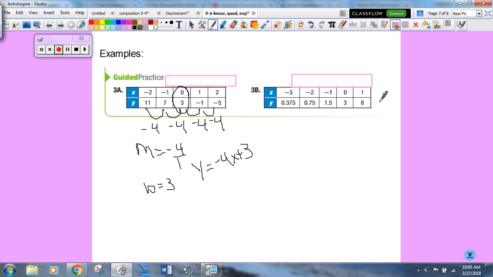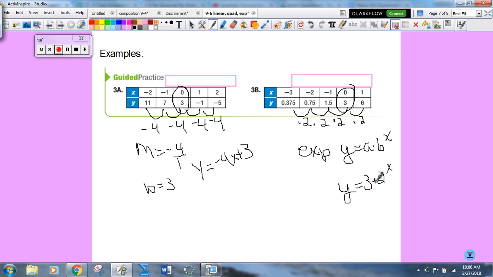Here, add 1. Not adding or subtracting really anything. So let's try to multiply. Well, 1.5 times 2, I get 3. 3 times 2, I get 6. 0.75 times 2, I get 1.5. Oh, I'm multiplying by 2. So that's going to be exponential, which means it's y equals a times b to the x. B is what I multiply by. A is the value when x is 0. So this is y equals 3 times 2 to the x. Again, if you put this in your graphing calculator, you can check your table.